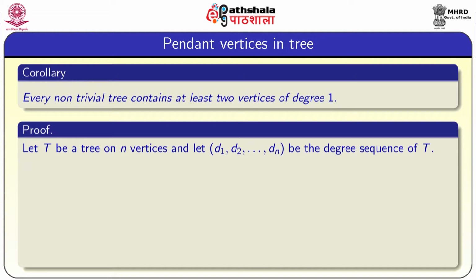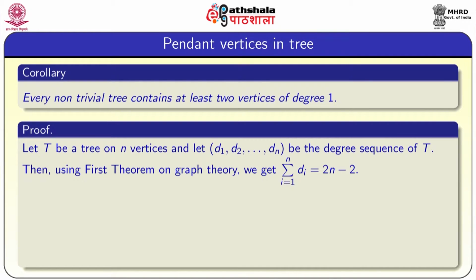Let T be a tree on n vertices, let d1, d2 and so on dn be the degree sequence of T. Thus by using the first theorem on graph theory, we have that the summation i equal to 1 to n, di is equal to 2n minus 2. As we know that a tree has n minus 1 edges, and twice the number of edges is equal to the sum of the degrees, the summation of di is equal to 2 times n minus 1, that is 2n minus 2.